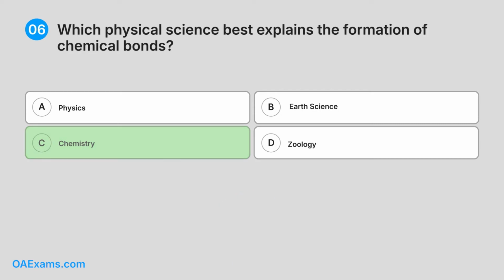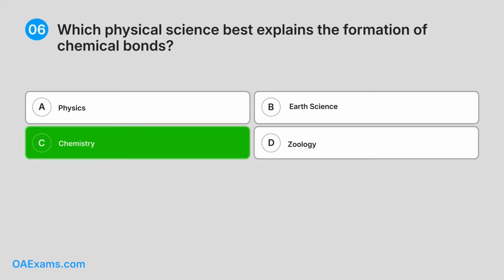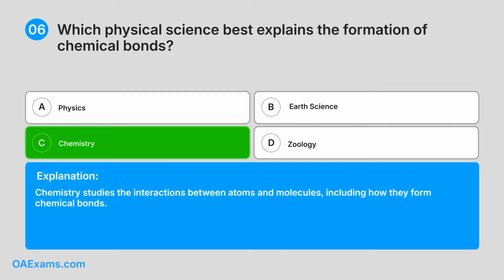Correct answer: C. Chemistry. Explanation: Chemistry studies the interactions between atoms and molecules, including how they form chemical bonds.